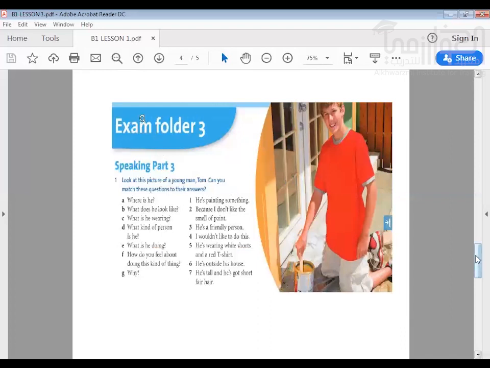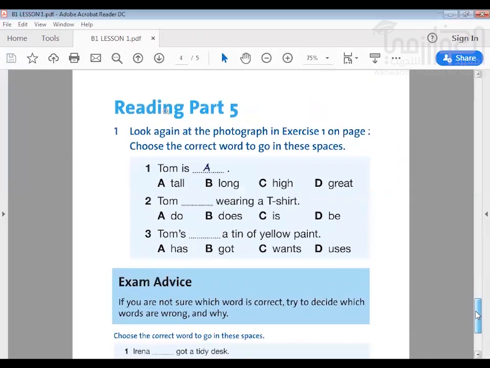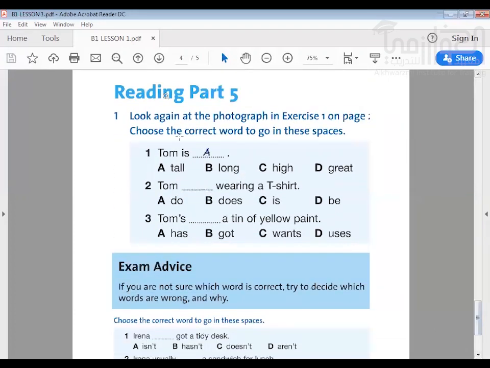Let's now also look at this reading part 5. Look again at the photograph in exercise 1 on page... I don't give you the exact page, but choose the correct word to go in these spaces. One is done for us. We say Tom is tall. We don't say long. We don't say high. We don't say great. We say Tom is tall.